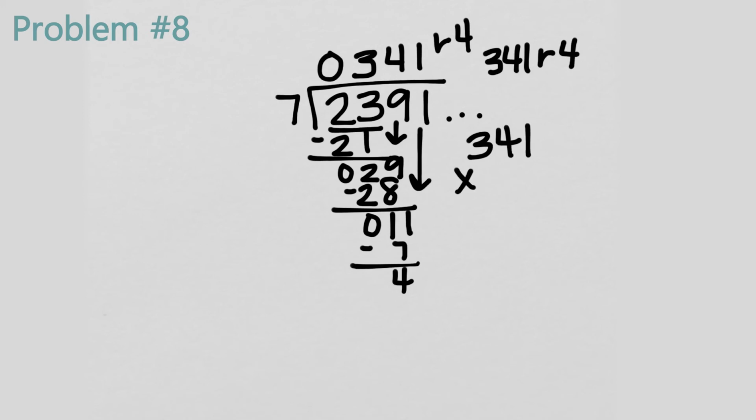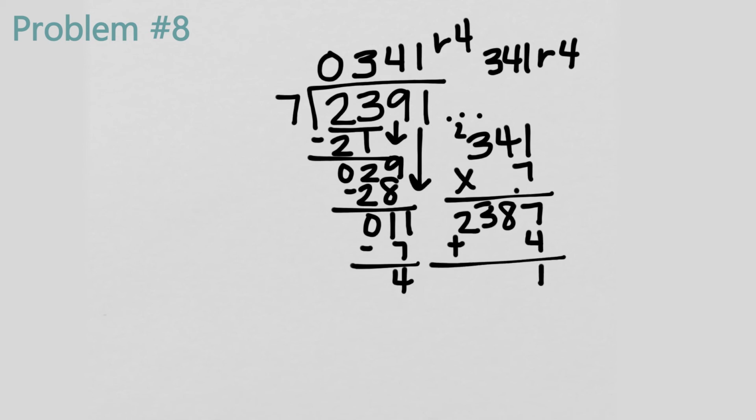Now let's check our work. 341 times 7. 7 times 1 is 7. 7 times 4 is 28. Write the 8, carry the 2. 7 times 3 is 21. Plus 2 is 23. Plus, we have 4 left over. And our answer is 2,391, and that is our dividend. So our quotient is 341, remainder 4. Great job.